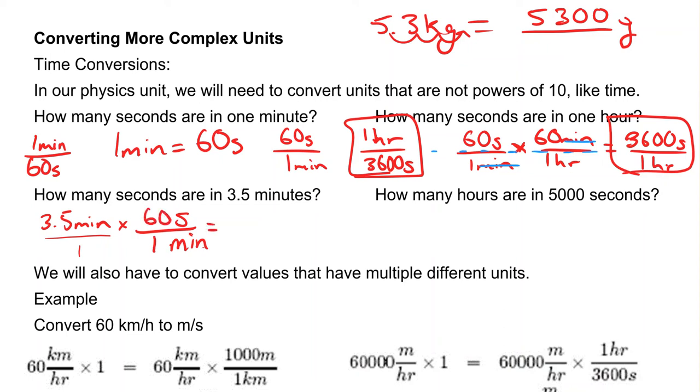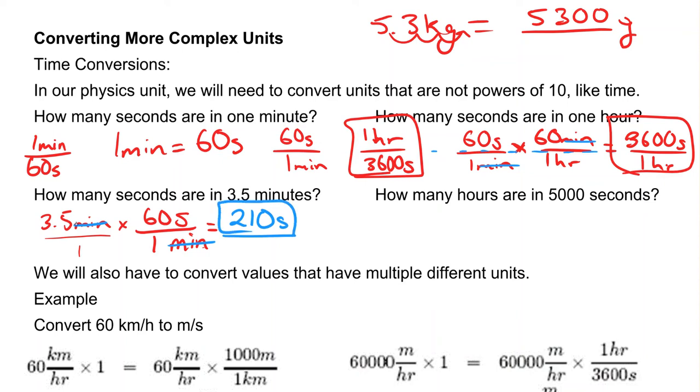And then we just treat this as if we were multiplying any other math problem. So minutes divided by minutes cancel, and I'll go 3.5 times 60 divided by, and I only have ones in the bottom, so divided by 1, sure, whatever. But 3.5 times 60 is 210 seconds.